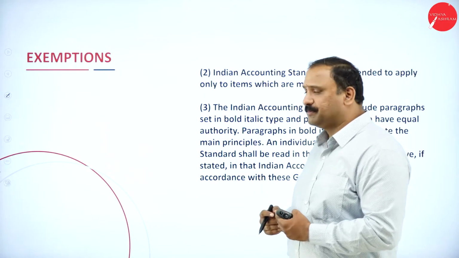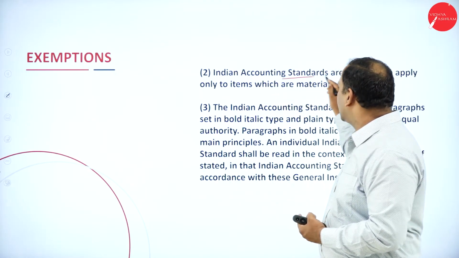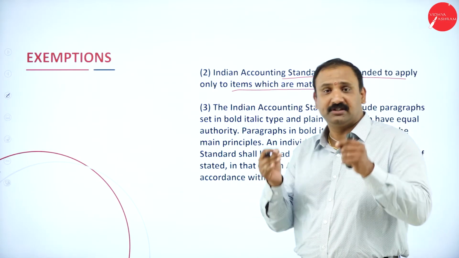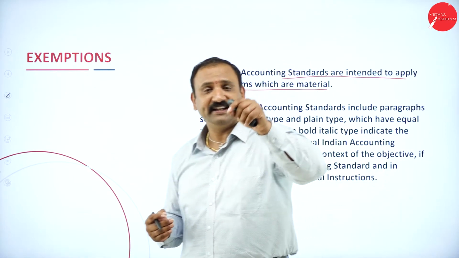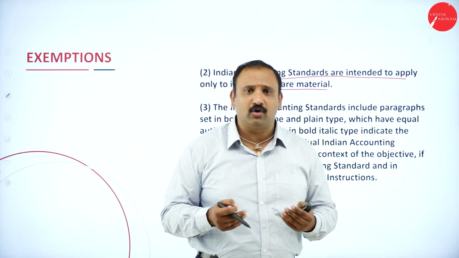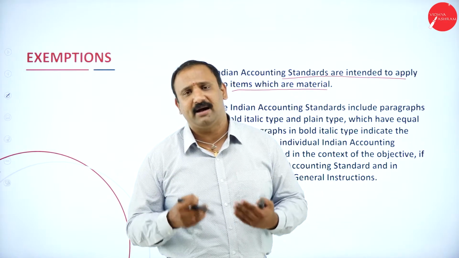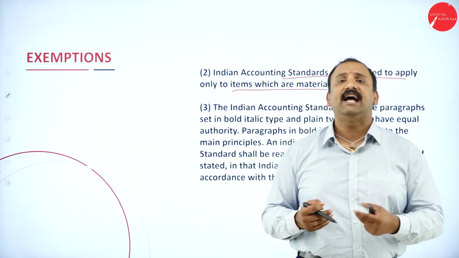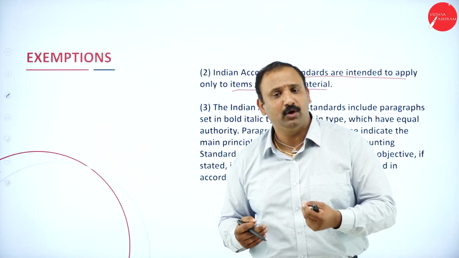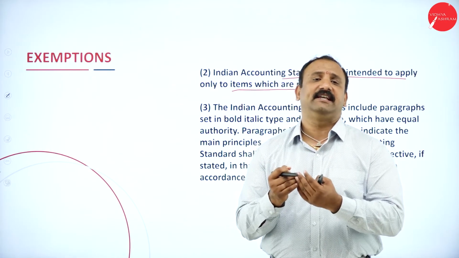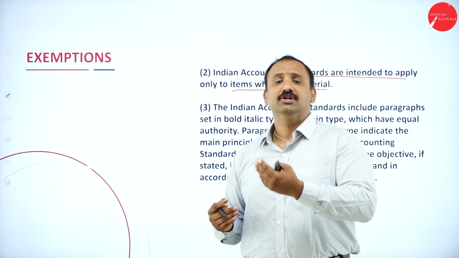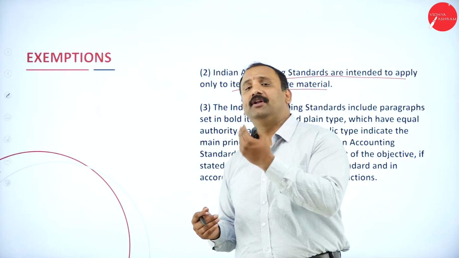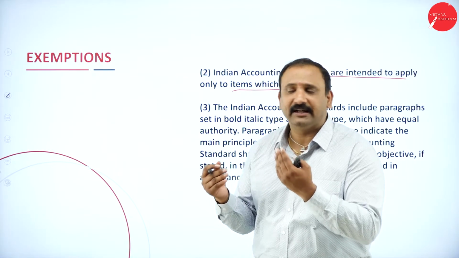Now, another exemption we are talking about here is that Indian accounting standards are intended to apply only to items which are material. Now, this is very, very important. Material means that we are talking about the physical goods. We are talking more about the manufacturing sector. That is why we didn't try to include the services, the intangible part, in the accounting. We are only going to account for the material things that have already been looked at in this sector. So we cannot go out tomorrow and try to talk about those factors which are on the non-material side.